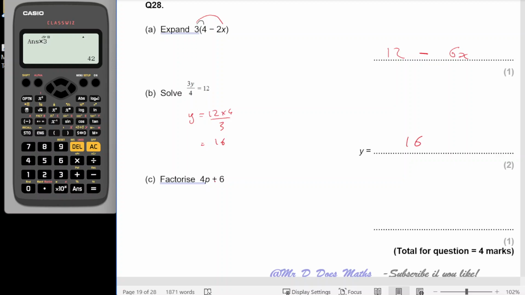And then factorise, I've got a common factor of 2, so 2 goes outside the brackets. I need to times 2 by 2p to get 4p, and then I'd need to times it by 3 to get 6, and then the symbol in the middle would again stay the same, so positive.